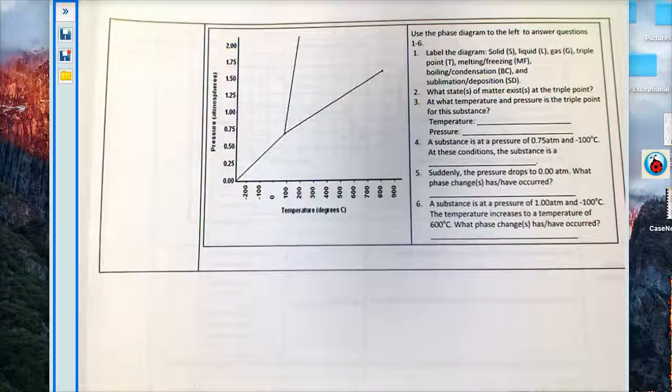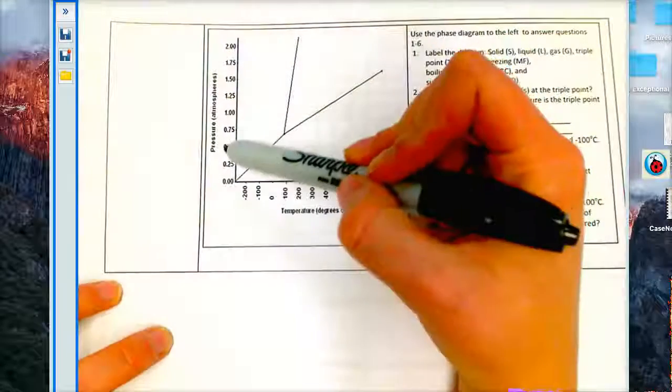Okay, we're going to go ahead and address how to figure out your I can statement, that you can use a phase change diagram to answer questions. So we're going to look at what's called a phase change diagram. Some people call it a triple point diagram, although basically what you have is this diagram here.